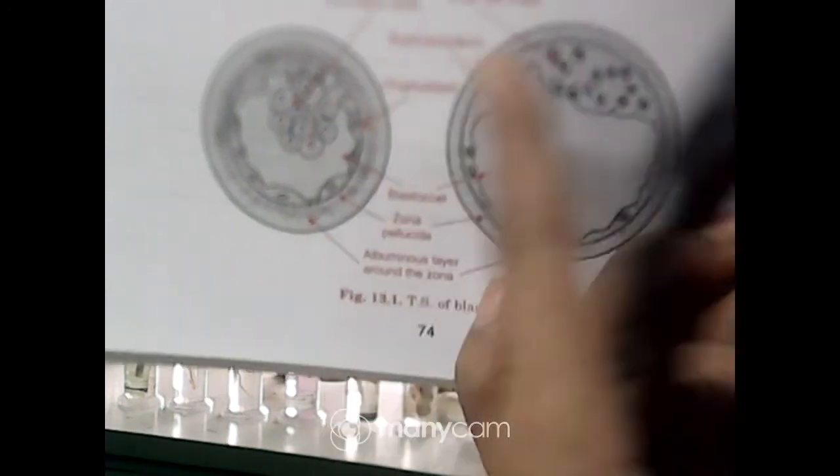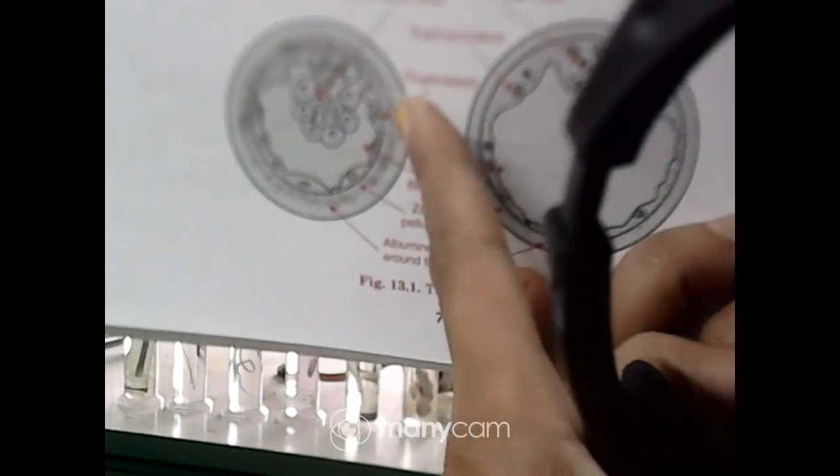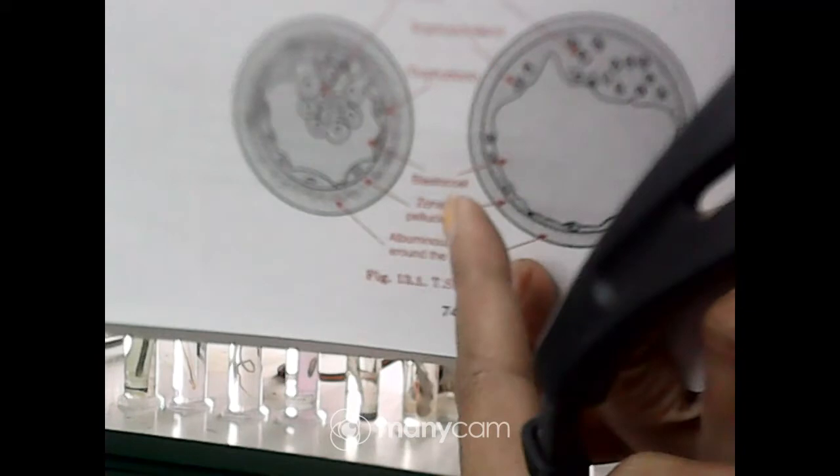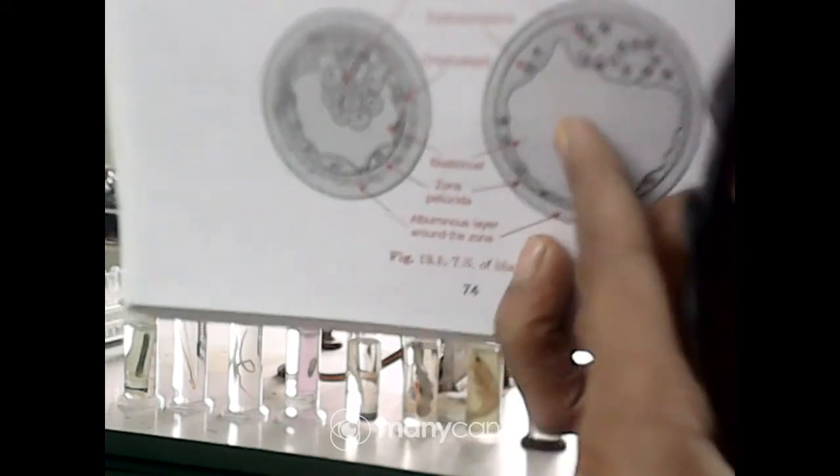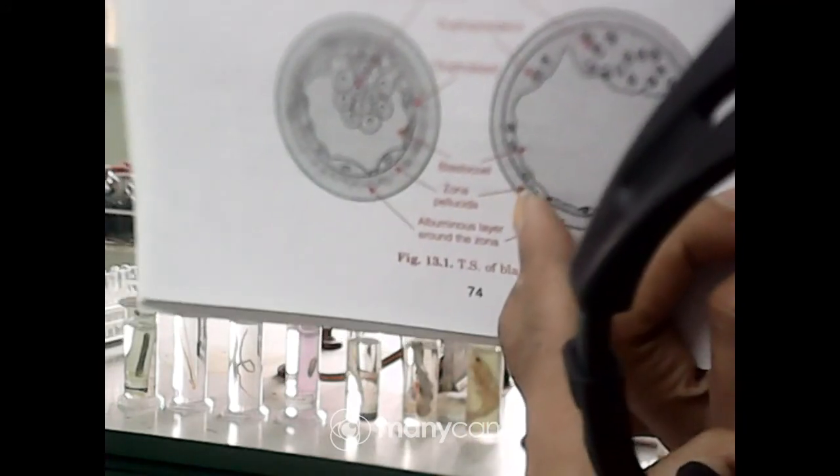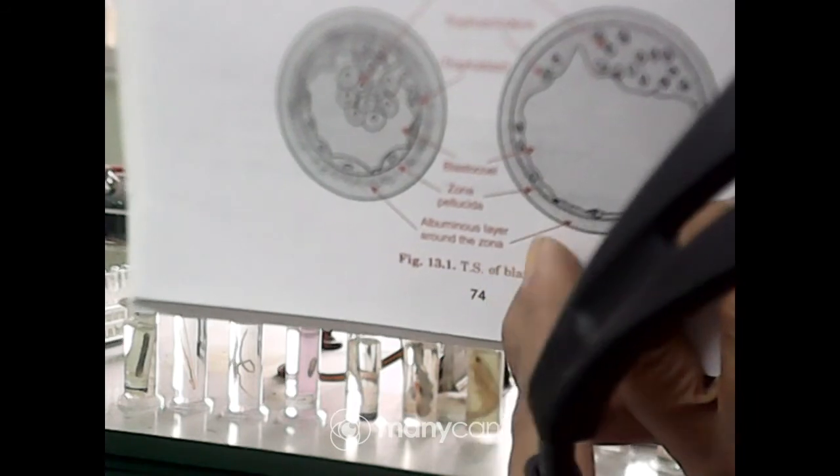Yes, yes. So now come to the diagram. Let me show you from the book. Okay, so these are the different formative cells. This is the inner cell mass, this is the trophoblast, and this is the trophectoderm. This cavity is called the blastocyst, and the outer layer is called the zona pellucida. Okay, so this is the TS of blastula, and very good.